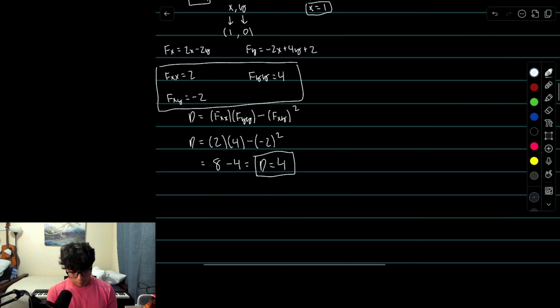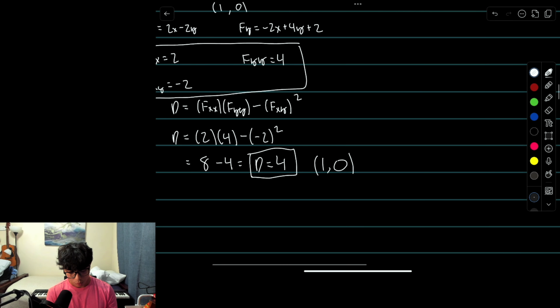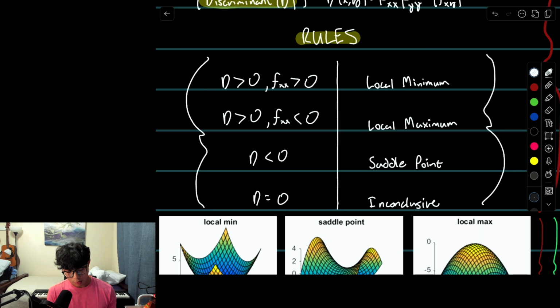So now that we know that we have a critical point at (1, 0), and our discriminant is 4, we're going to look at our rules. Now the rules state if the discriminant is greater than 0, and the second partial derivative of x is also greater than 0, this is a local minimum, and if our discriminant is still bigger than 0, but our second derivative of x is less than 0, that will give us a local maximum. So if you want to remember this easily, just look at the second derivatives and know that the discriminant will always be greater than 0 when looking for a min or a max.